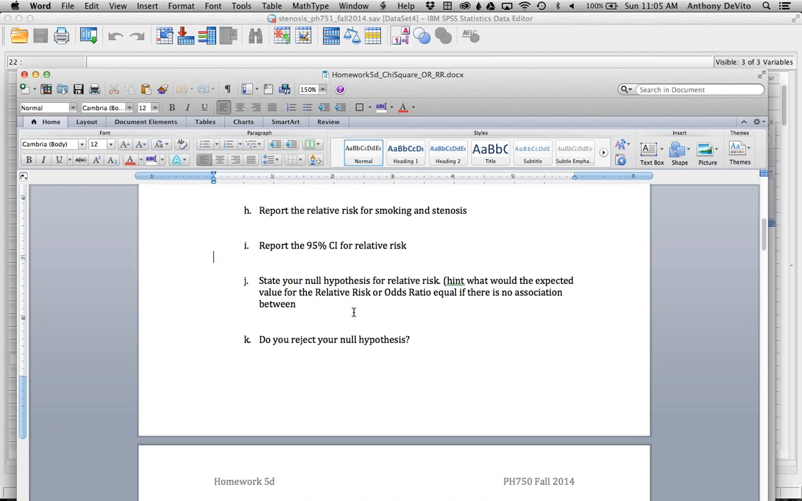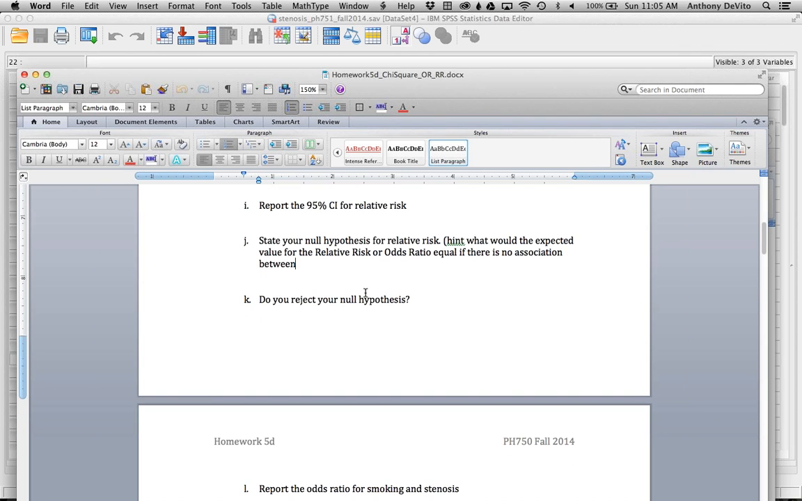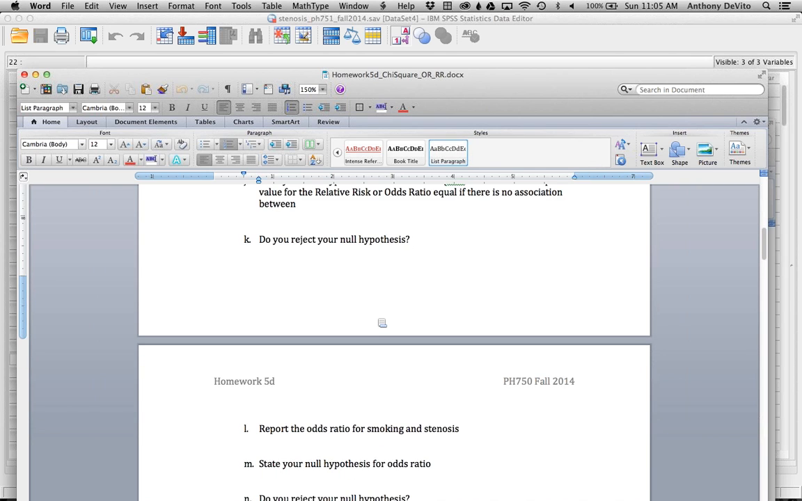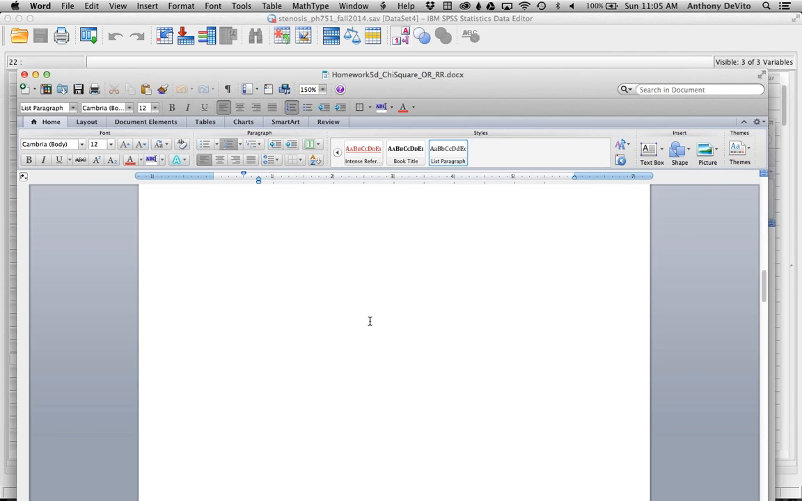What's the 95% confidence interval of the relative risk? State your null hypothesis for the relative risk. The null hypothesis is that it's equal to 1. The alternative hypothesis is that it's not equal to 1. Do you reject your null hypothesis? Sure do. And report the odds ratio, and we did the same thing with the odds ratio there.